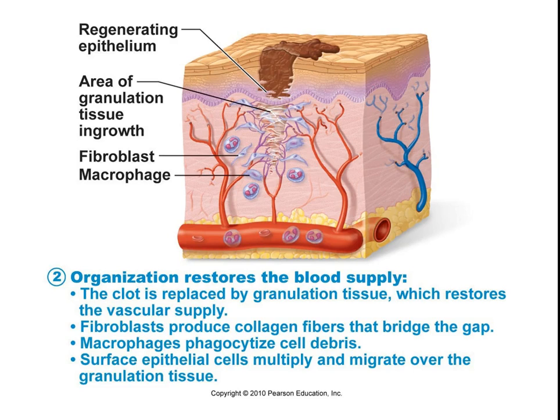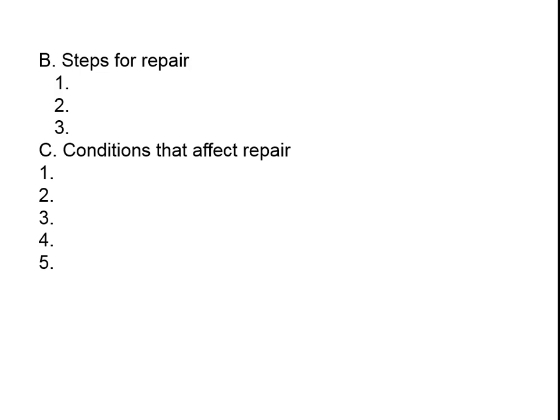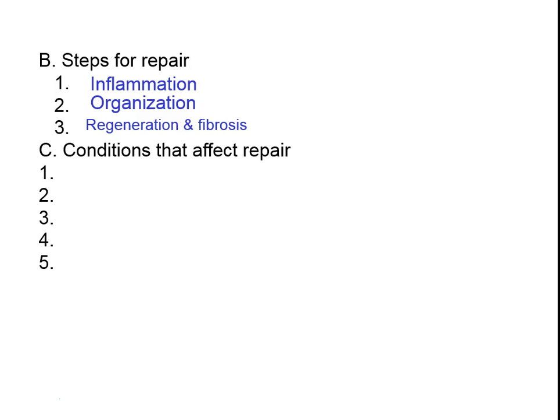White blood cells called macrophages phagocytize any debris or pathogens that might be there, and then the epithelial cells start regenerating very, very quickly. So the third step is regeneration and fibrosis. Either you're going to completely heal over that granulation tissue pattern, or connective tissues are going to come in, and scar tissue is going to take the place of what was a functioning tissue before. So the steps for repair are inflammation, organization, regeneration, and fibrosis.